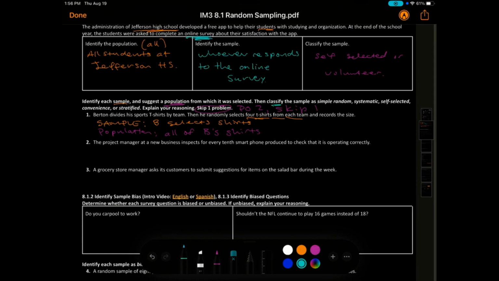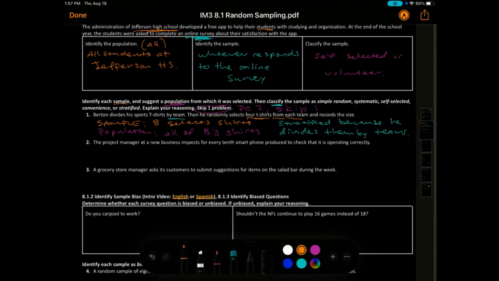And then we need to classify it. So he did it by teams. So this would be stratified, groups or teams. Why is this the case? Because he divides it by team. Stratified because, that's my explain word, he divides them by teams. All right, let's try the next one.